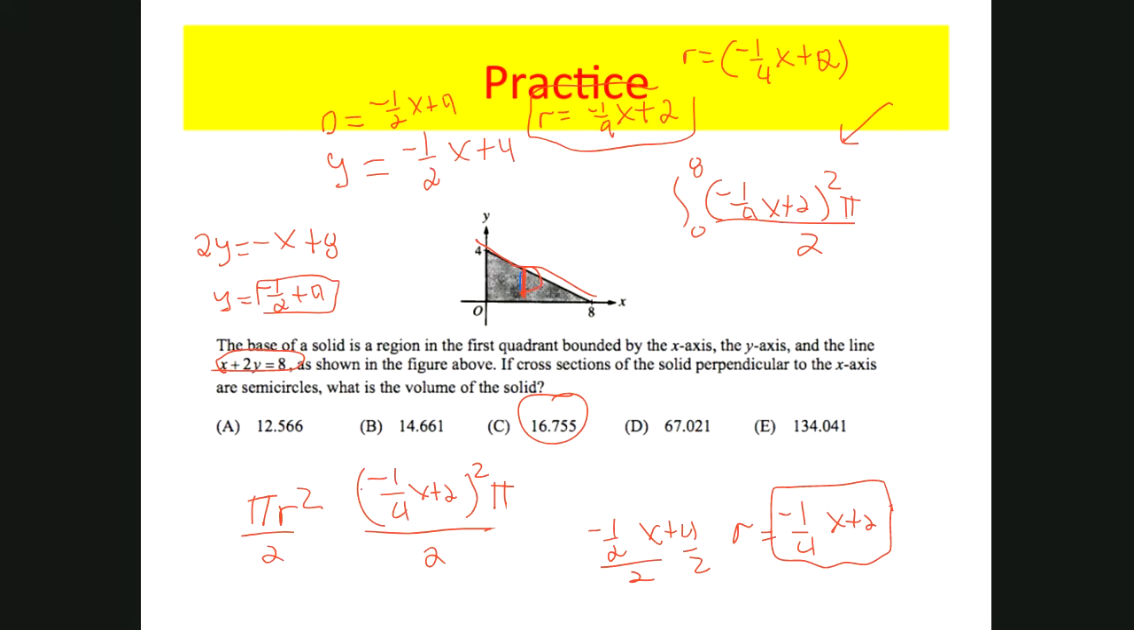Okay, and then just radius squared times pi divided by 2 would give us a semicircle. Okay, so that should be the correct answer. Nice job, Henry.